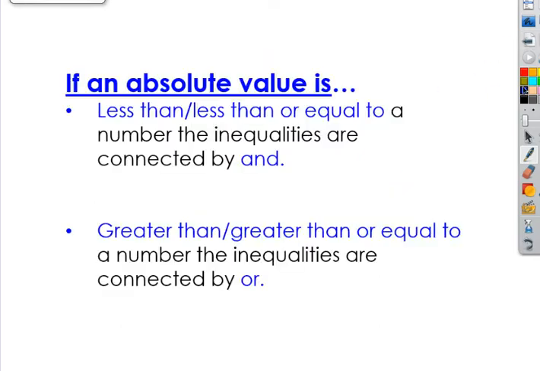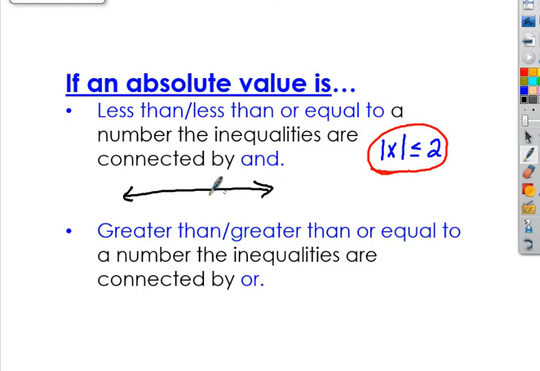Okay, so I want you to pause and write this next slide down. If it's less than or equal to, which should make sense, absolute value of x, let's say that this is less than or equal to 2 from 0. If that's the case, then if I was to graph that, I would start here at 0. This is 1, 2, -1, -2. Okay, well, what two numbers are exactly 2 away from 0? Well, that would be 2 and -2.